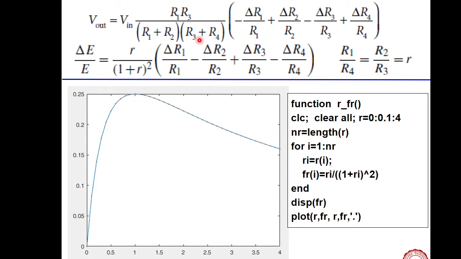To increase sensitivity means what? V out by V in, delta E by E. This is a measure of sensitivity, right? Change in voltage per unit of the supply voltage. So this is somewhat a contributing factor, the number of active gauges. Okay. This is what we use in actual application. We will see this thing. That is what I was talking about.